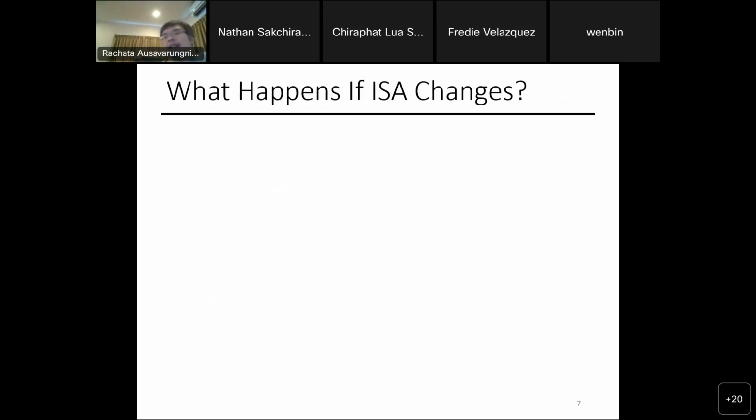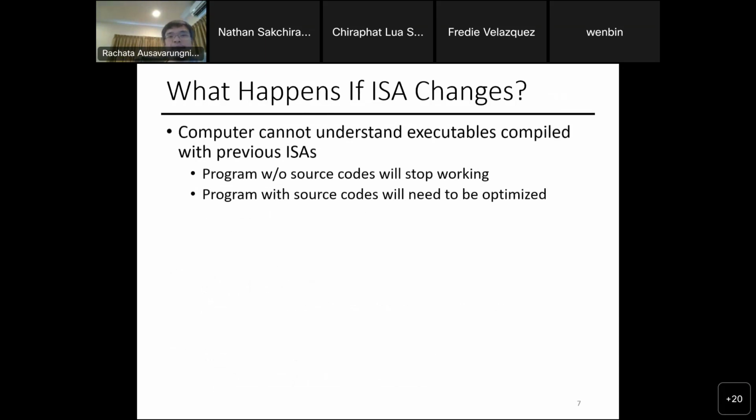And what happens if the ISA changes? The computer basically cannot understand the executable, the binary that comes from it, because the assembly changed. It's as if the CPU only knows how to speak English and you go in and talk in German. You get confused, right? I don't understand you. It's what happens when the ISA changes.